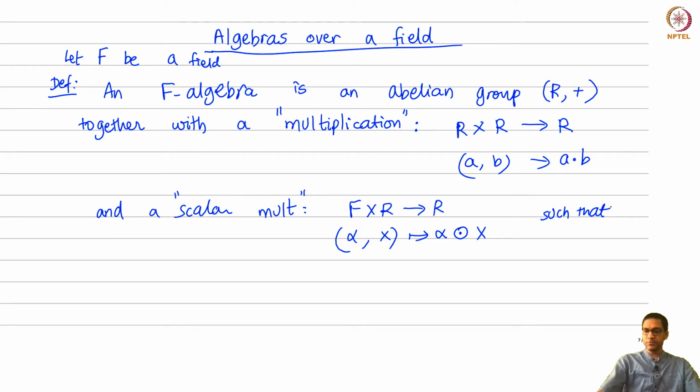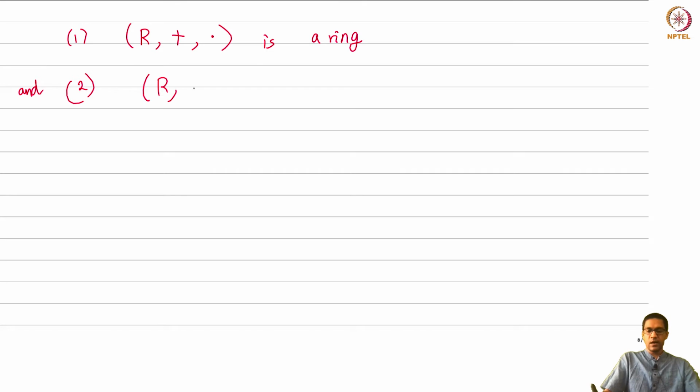the following axioms hold. So recall, there are three things. It's an abelian group. It's got a map like this, R cross R to R. It's got a map from F cross R to R. Such that the following things are true. Number one, if you look at R with plus and the multiplication, then this is a ring. Property 2: if you look at R as an abelian group together with the scalar multiplication, this becomes a vector space over F, an F-vector space.